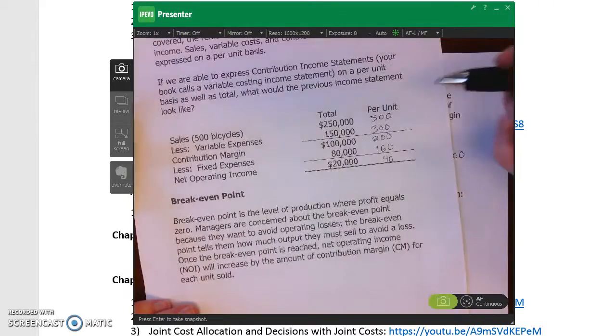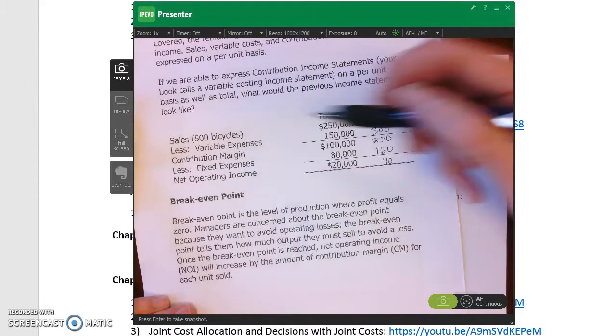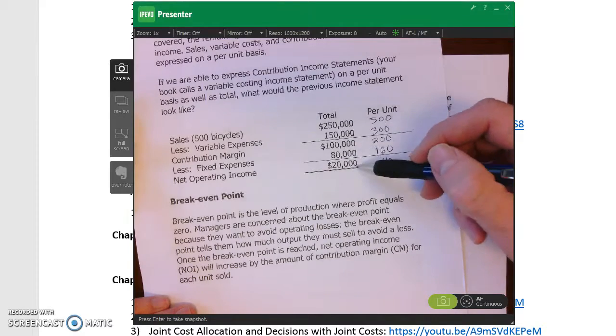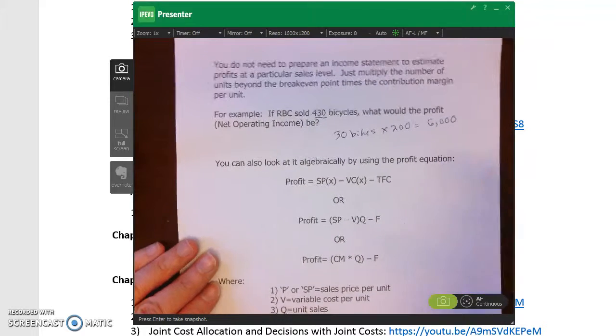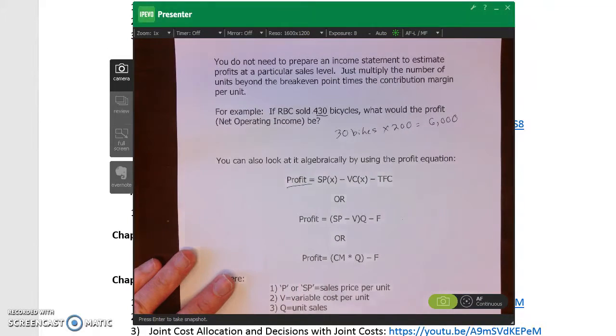And again, you could do it the long way by taking 430 times 500 minus 430 times 300. Subtract the 2, you get contribution margin. Subtract 80,000, and you will get $6,000. Okay? The one thing about this chapter that's nice is that if you run into any difficulties, remember the profit equation.